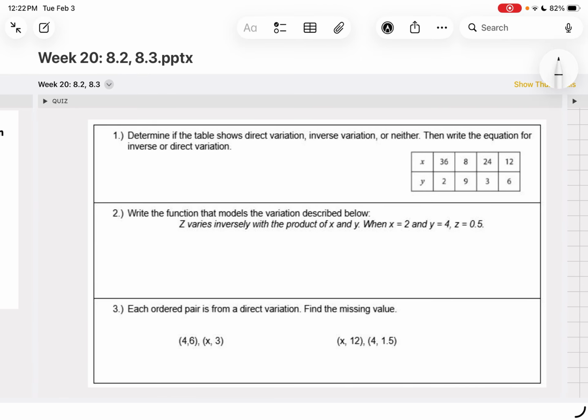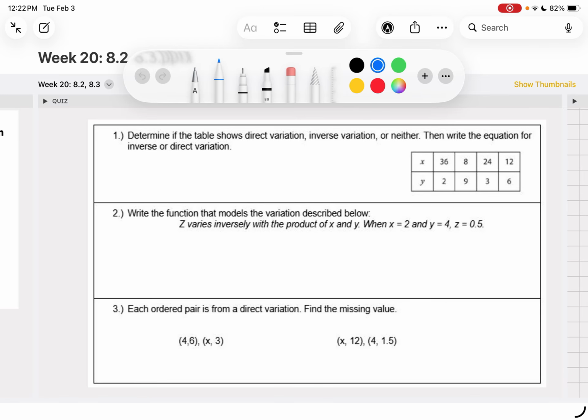Okay, so the quiz just had 3 questions from 8.1 over direct and inverse variation. If you haven't watched that video from last week, please go do that and make sure you've taken notes because the stuff we're going to learn in 8.2 and 8.3 builds on 8.1. So let's look at this first question. It says, determine if the table shows direct variation, inverse variation, or neither, then write the equation for inverse or direct variation.